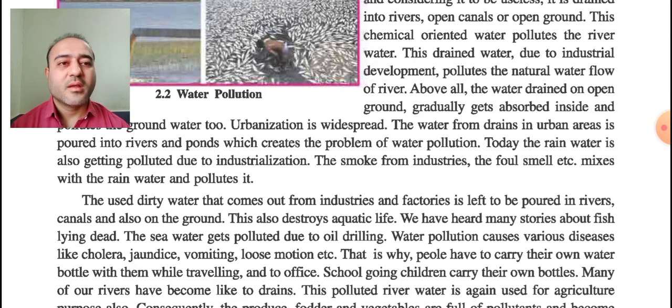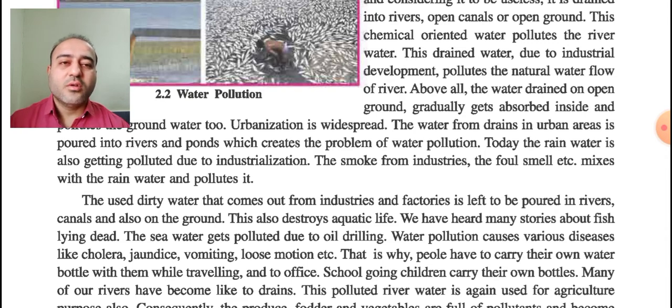Urbanization is widespread. That means due to industrialization, due to population explosion, that means the number of people are increasing, and due to that urbanization takes place. The water from drains in urban areas is poured into rivers and ponds. That means the water which we use for our domestic purpose, that is for bathing, in toilets, whatever the water is drained through our houses into the pipelines gets mixed with the rivers, and because of that also the river waters get polluted. Okay, today the rainwater is also getting polluted due to industrialization.